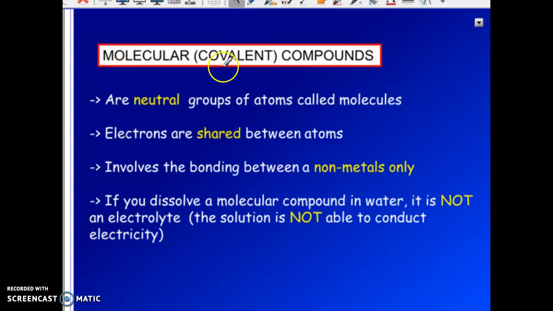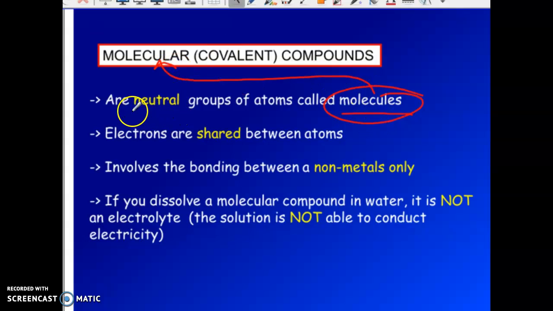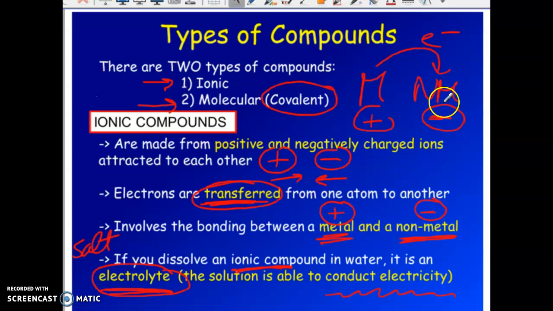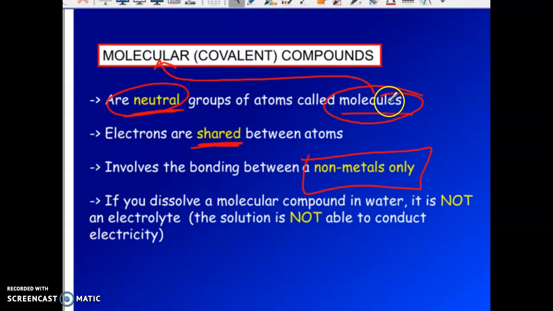Okay, so a molecular compound or covalent compound, sometimes we refer to them as just the term molecules, right, for molecular. So these are not charged. So you know how we just finished saying ionic compounds have positive and negative charges? These molecules are neutral. Okay, what's happening is the electrons are being shared between atoms. So the bonding that happens here is only with non-metals. So that's another big difference. Ionic compounds is a metal with a non-metal. Molecules or molecular compounds are only non-metals.